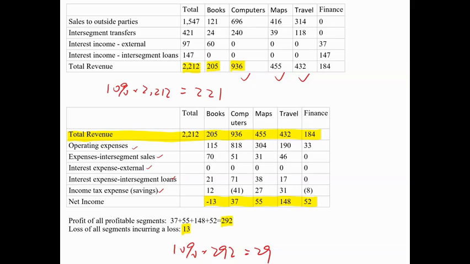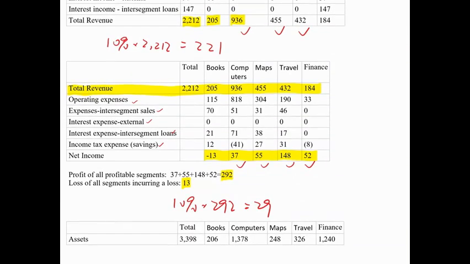So any segment that reports a net income in absolute terms larger than 29 is reportable. So we have computers, maps, travels, and finance. These 4 segments have a net income larger than this threshold of 29, and they are reportable.